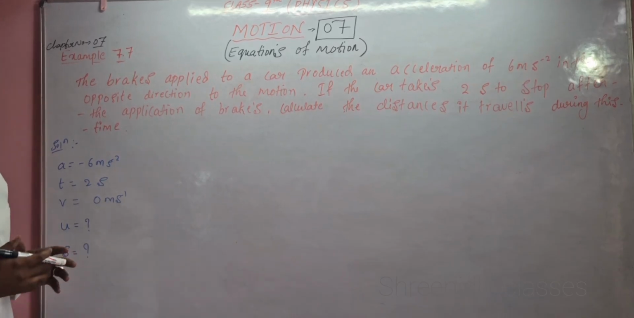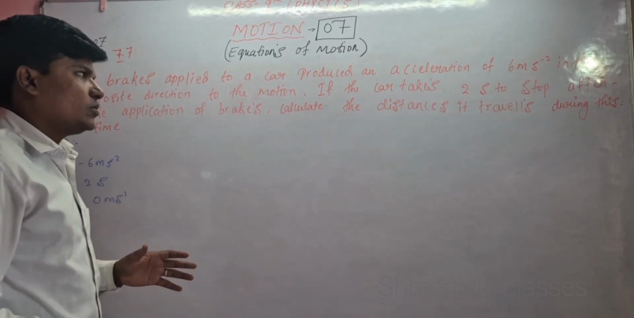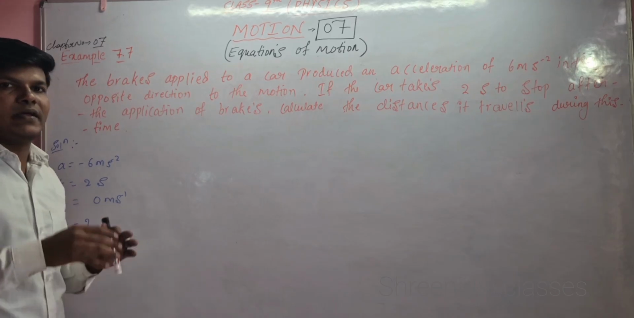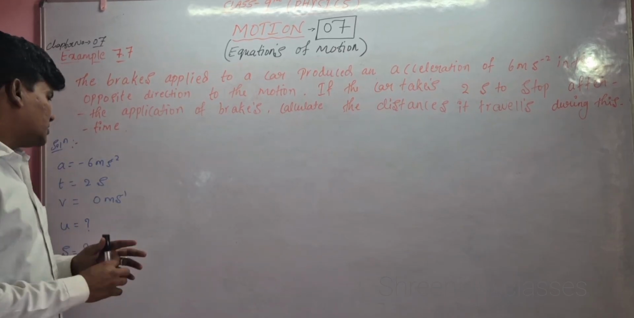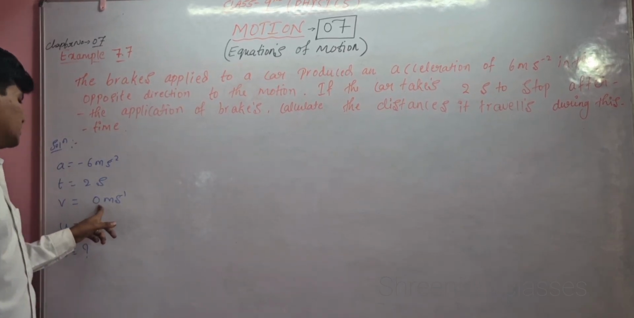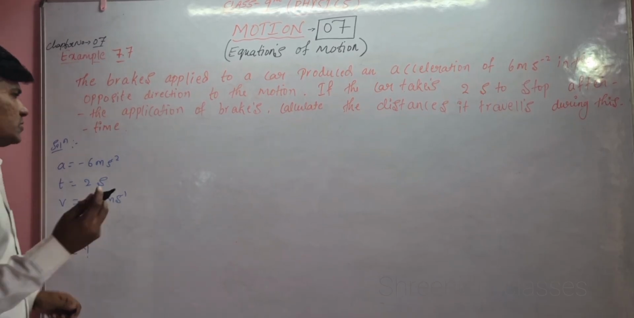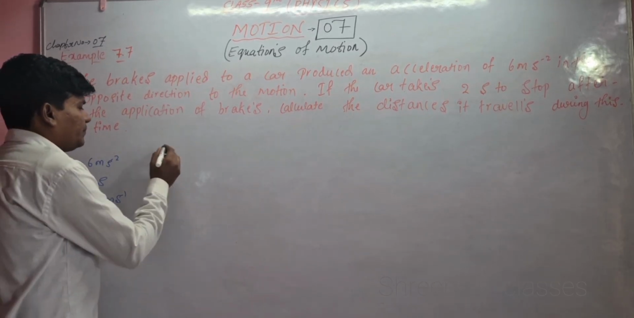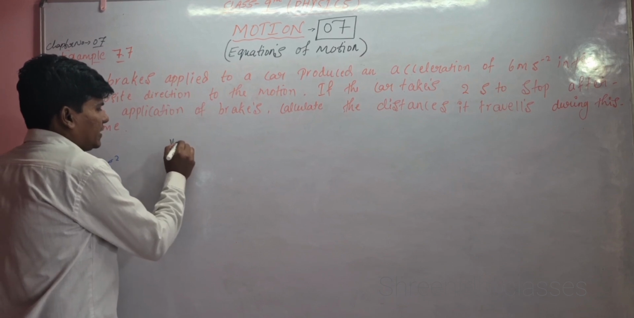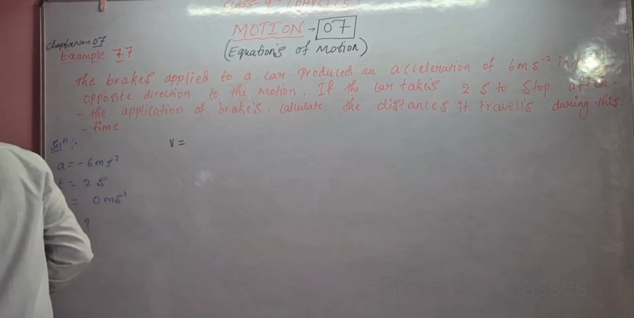Why can we take the final velocity as 0? Because suddenly they apply the brake, it will come to rest. That's when we can take V as 0 meter per second. Then what is U? U you don't know. That's when we have to find out U with a simple formula.